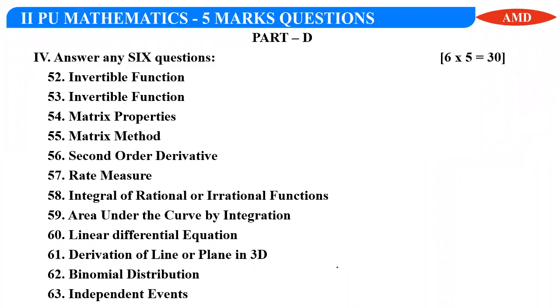This time there will be about 12 5-mark questions, out of which the students will have to attempt 6 questions. There will be 2 questions from relations and functions, and both will be based on invertible functions. We have 1 question from matrices, that is to prove the properties. There will be 1 question from determinants, that is to use the matrix method to solve the system of equations.